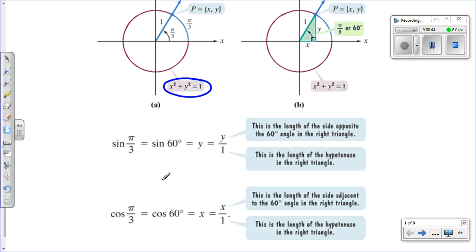The definition of sine is going to be the ratio between the opposite side and the hypotenuse, right here. The ratio of the opposite side and the hypotenuse.